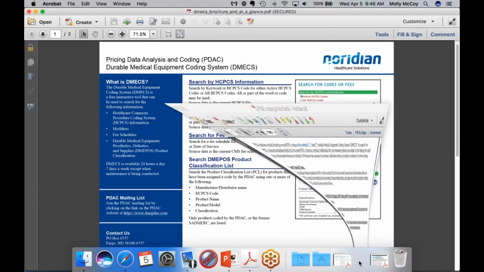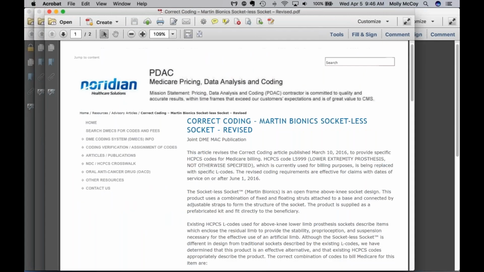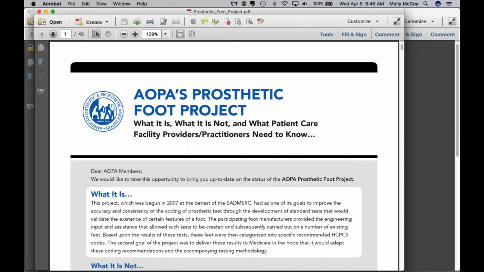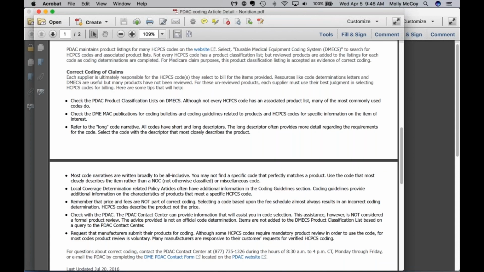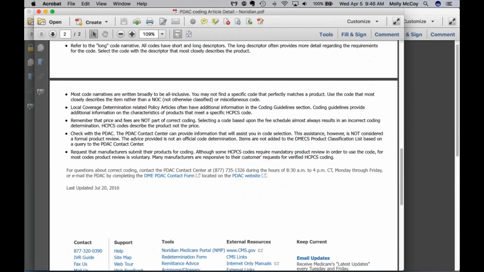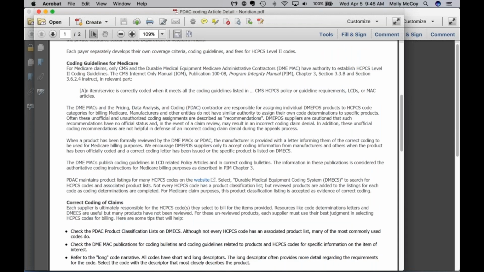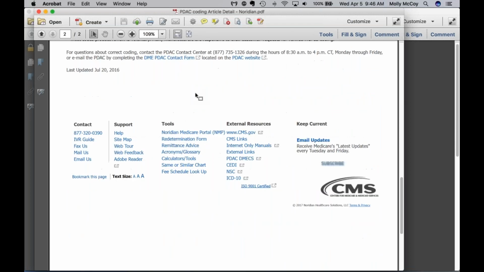Okay. Also, you have information from AOPA that tells you where the codes are. Oh, maybe I didn't put it in here. Ah, here we go. I'm sorry. It's in the handout with the correct coding recommendation. It will actually show you on the PDAC website again where you can pull up what codes exactly require PDAC approval and which don't. And you're right, it's not just spinal.